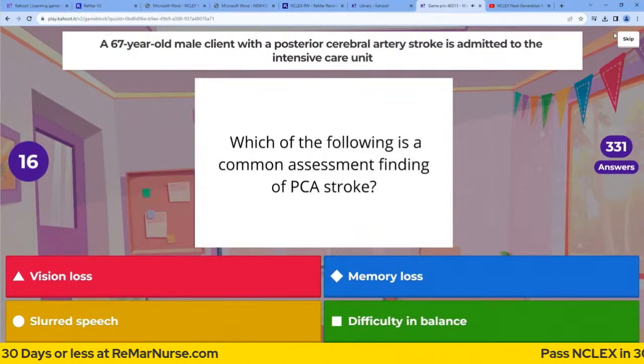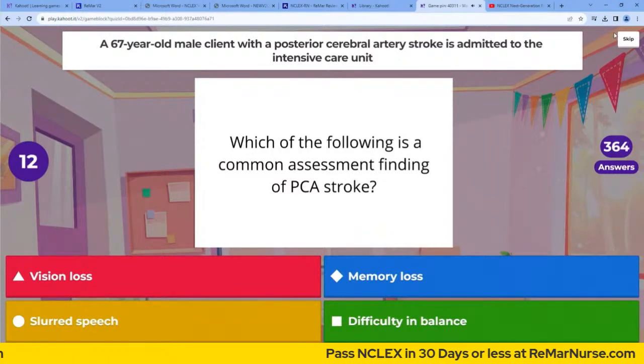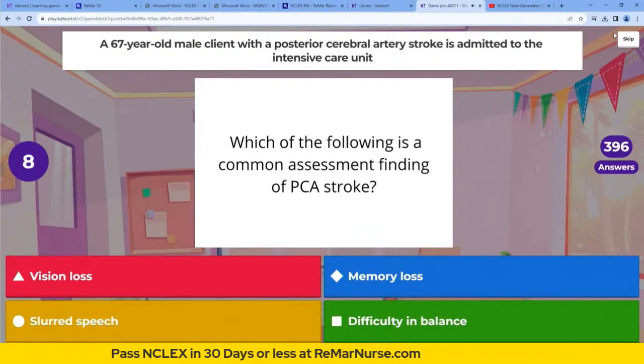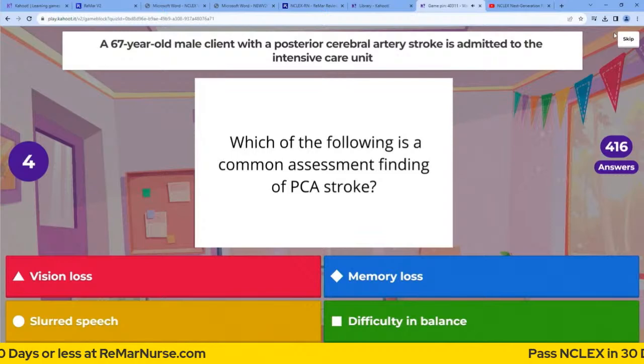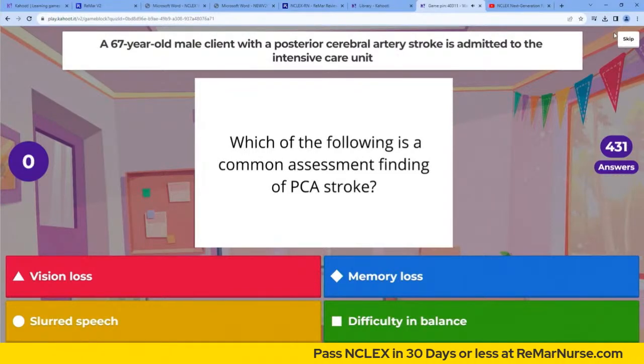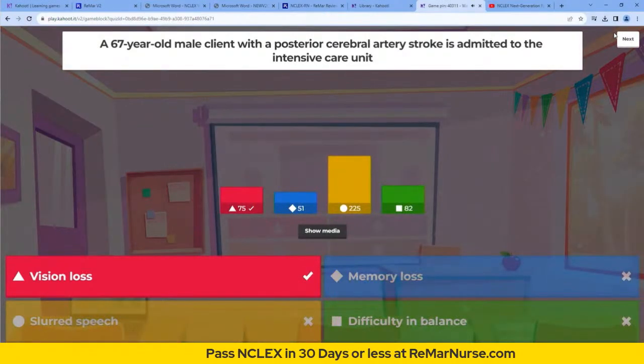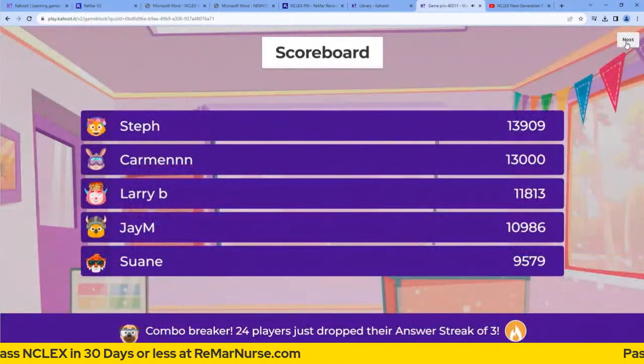Okay. 15 seconds. Posterior cerebral artery. Okay. Vision loss, slurred speech, memory loss, difficulty in balance. What are we going to go with? Correct answer here. It is vision loss. A lot of people pick slurred speech.